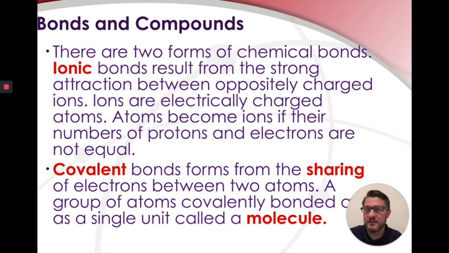So the way that atoms achieve this full valence orbital is by moving around their electrons. And this is what forms the bonds that hold chemical compounds together. There are two main kinds of bonds that can form: ionic bonds and covalent bonds. Ionic bonds are where you transfer electrons from one atom to the next.